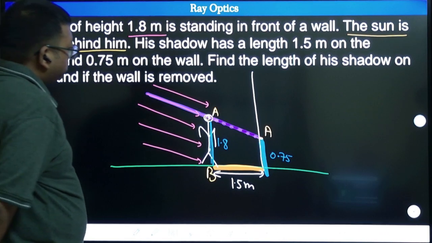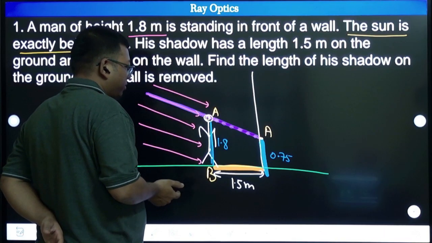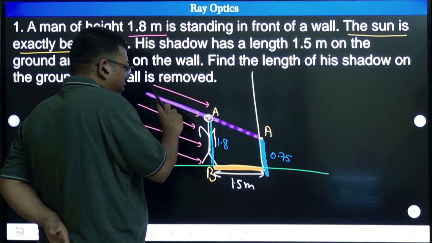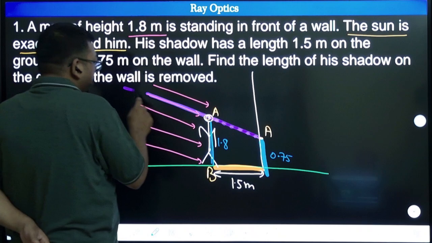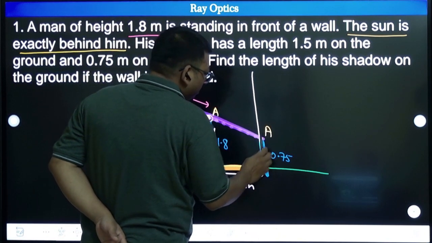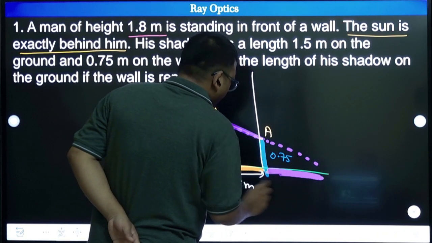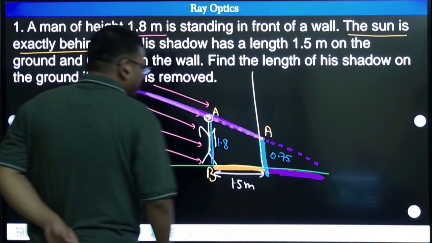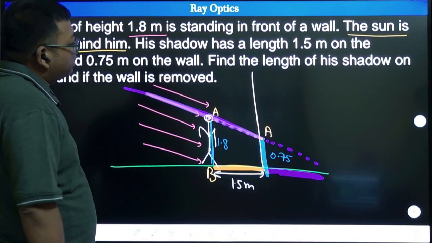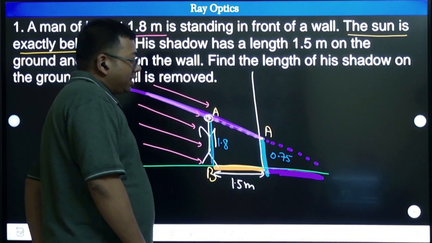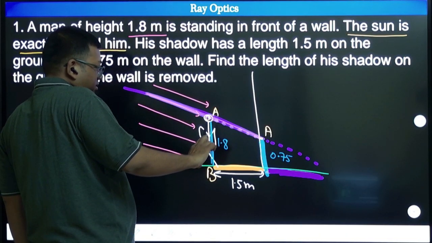No, see, it's not that the shadow length has to be equal. Shadow length may be different, we don't know. But this ray we need to look at here. The light ray must be coming in this direction. If this wall is not there, then this extra length will come on the ground. Then this plus this will be the total length on the ground. Now once you draw this triangle, you can apply the concept of similar triangles, because the rays are coming parallel, right?